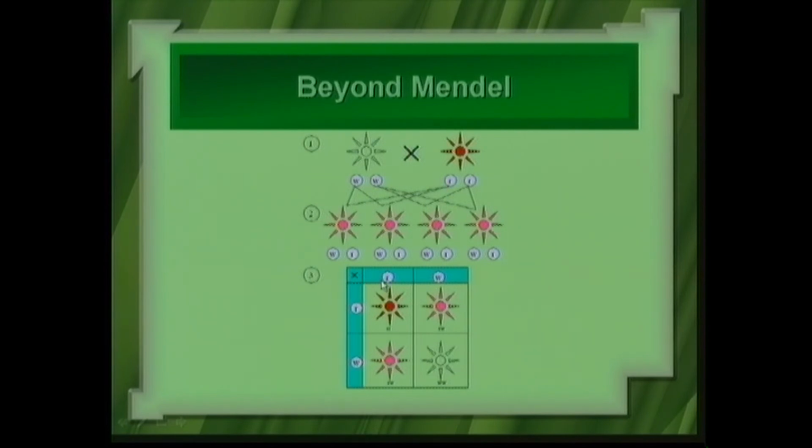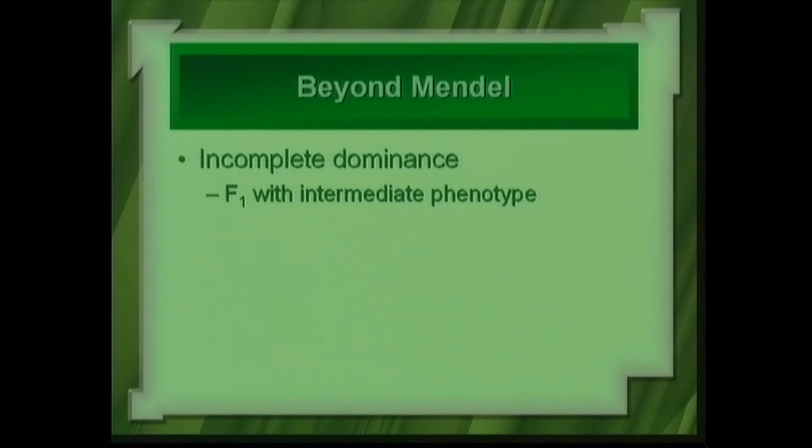But when you do the next generation, when you self the F1 or sib the F1, crossing sister plants to each other or selfing one of these plants, these factors will segregate this way. You'll have 1 red to 2 pink to 1 white, so 1 homozygous to 2 heterozygous to 1 homozygous. This is an example of incomplete dominance. The F1 has an intermediate phenotype, and the phenotypic ratio and the genotypic ratio are the same.